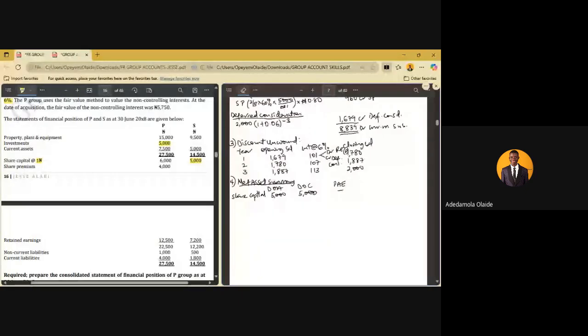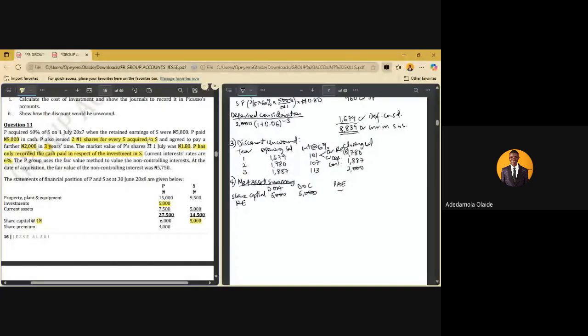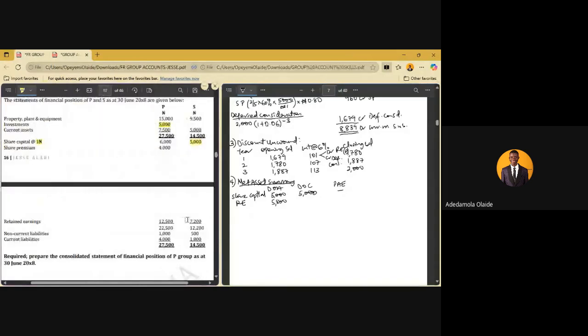The next thing is retained earnings. For retained earnings, at the date of acquisition is usually different. They told us they acquired them when their retained earnings is 5,800. Then at the date of consolidation, their retained earnings was already 7,000. The difference, I think that's 1,400. Aside that, we don't have any other thing in the assets, so we'll take a summation.